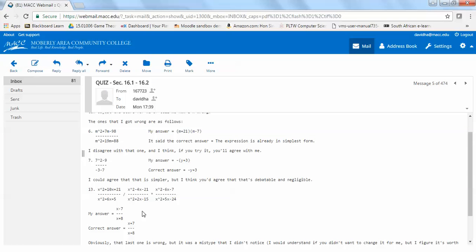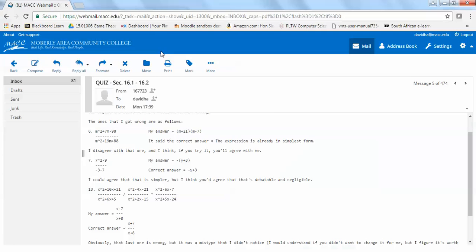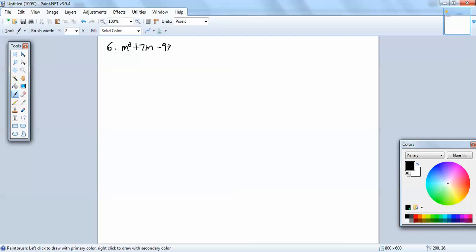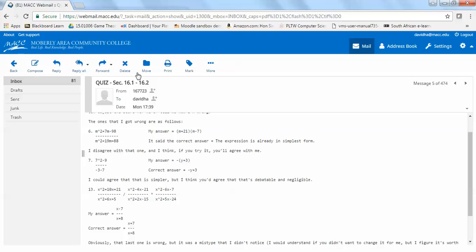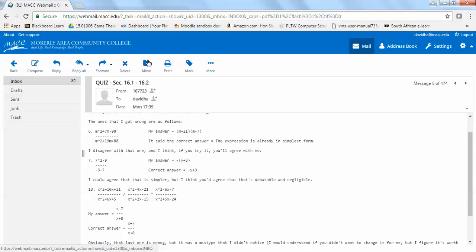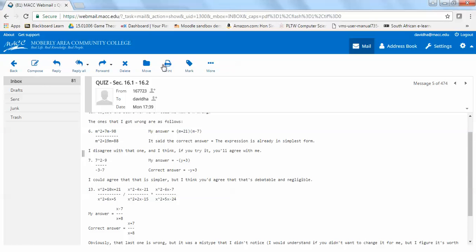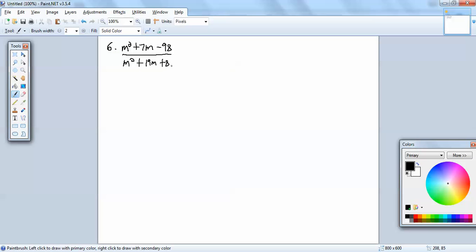Okay, let's take a look at these. Number 6, I got m squared plus 7m minus 98. And I got m squared plus 19m plus 88. Now both of these would be the PST method.